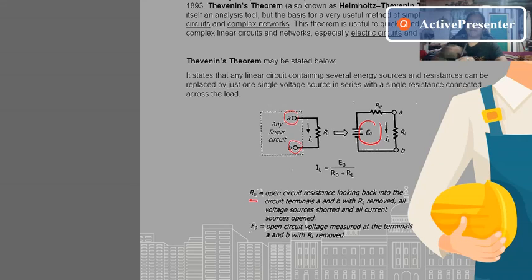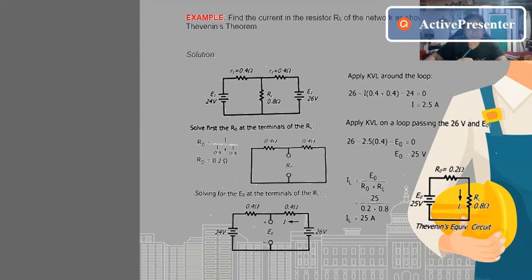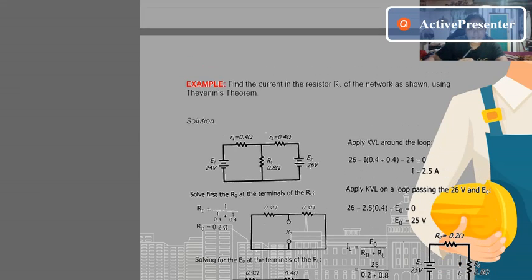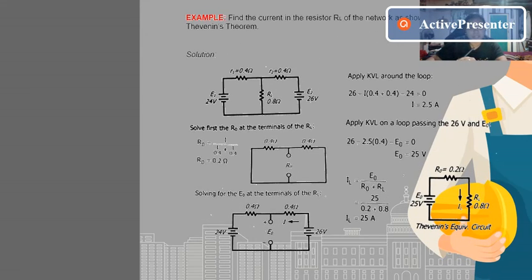So the circuit is replaced. Let's have an example for this theorem. Find the current in the resistor RL of the network as shown using Thevenin's Theorem. Thevenin's Theorem is quite long, but take note, the given circuit is the same as in the last problem.